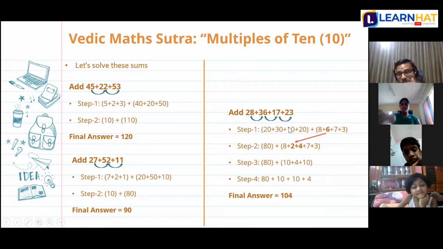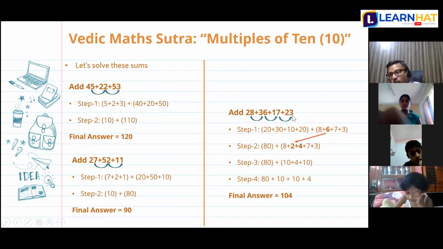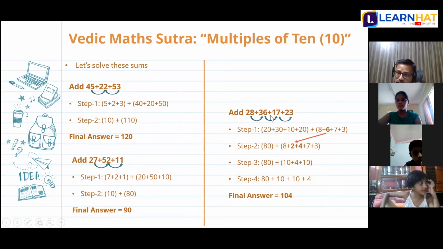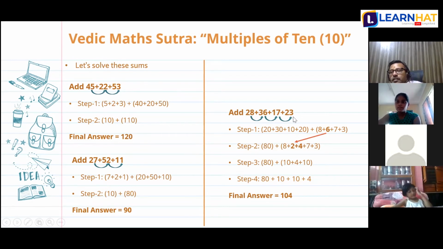Okay, now we are going a little tougher. We were adding 3 two-digit numbers; now we are going to 4 numbers. So 28 plus 36 plus 17 plus 23. What should we do? We should take all the ones, right?